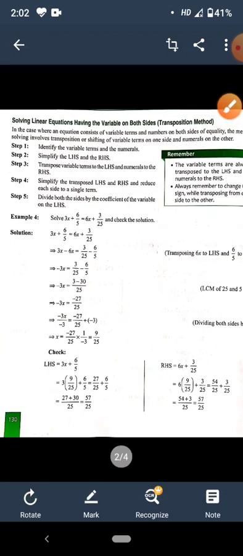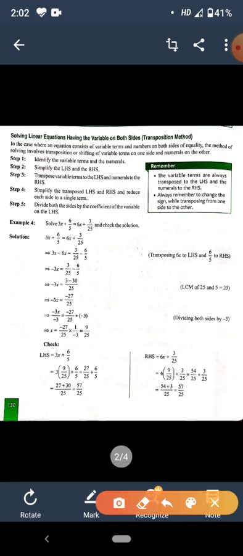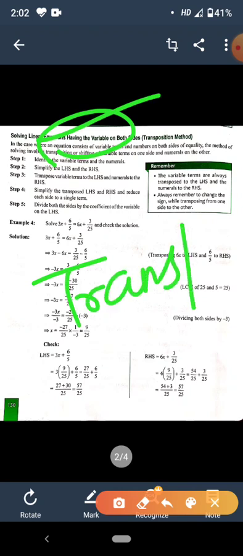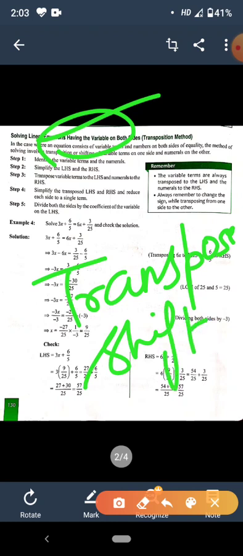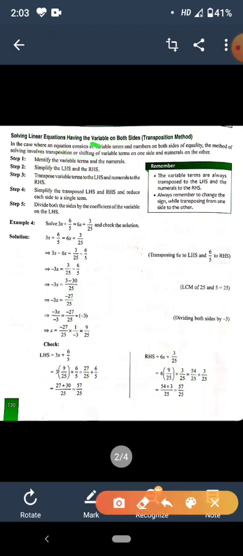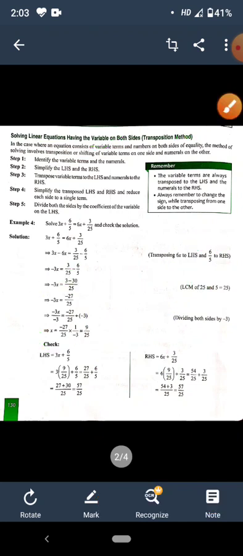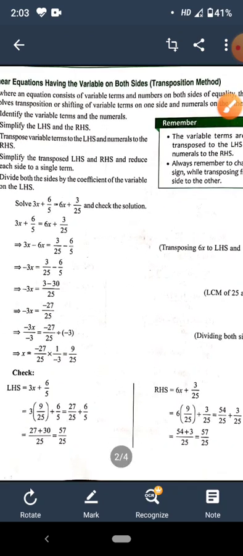So what you have to do: in case an equation consists of variable terms and numbers on both sides, the method of solving involves transposition. The word is transposition. You will transpose, you will shift, you will transfer. You will transfer variable terms to one side and numerals to the other. There is a sign of equal; you will put the variable terms on one side and the constant numbers on the second side. So what are the steps?